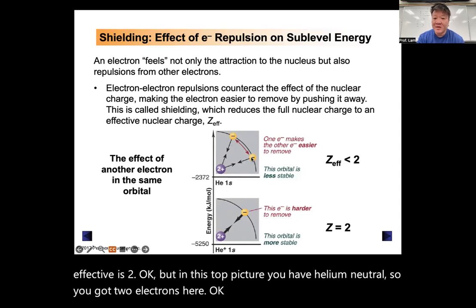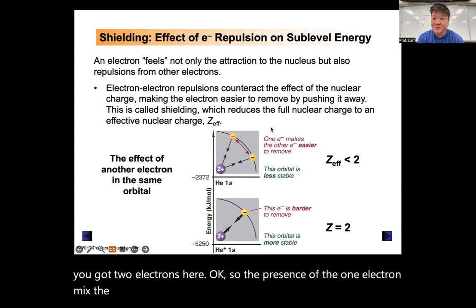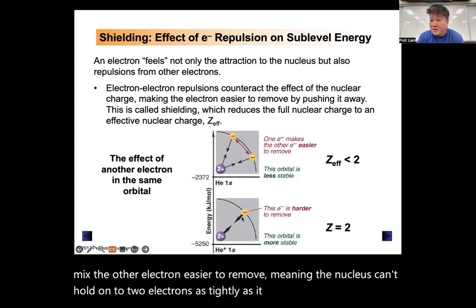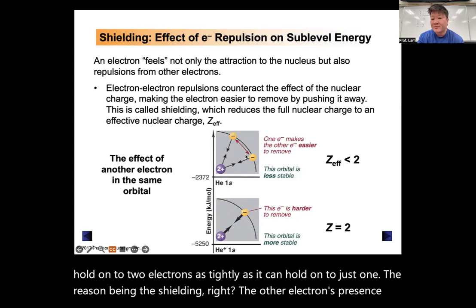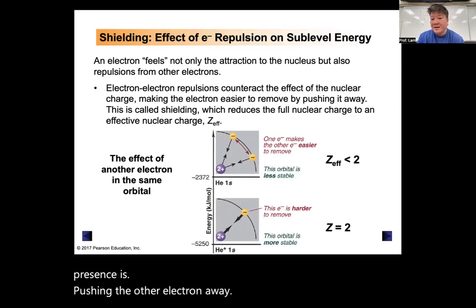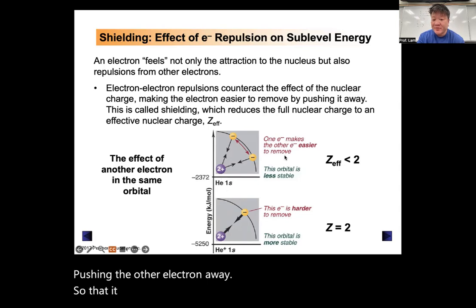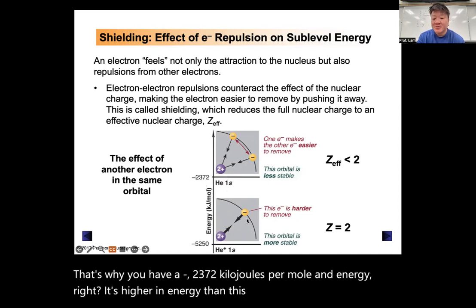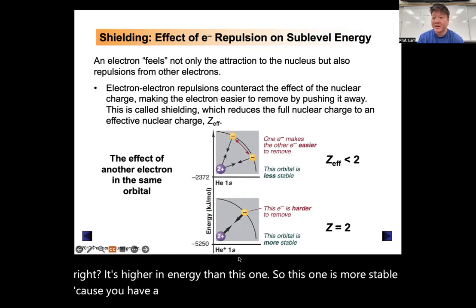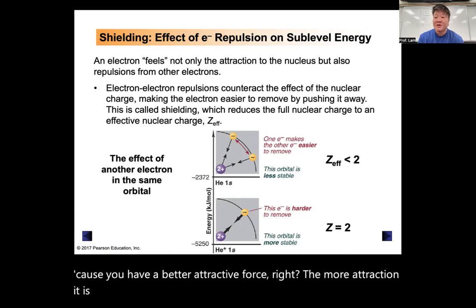So the presence of the 1 electron makes the other electron easier to remove, meaning the nucleus can't hold on to 2 electrons as tightly as it can hold on to just 1. The reason being the shielding, right? The other electron's presence is pushing the other electron away, so that it makes it easier to remove. In the top case, that's why you have a minus 2372 kilojoules per mole in energy, right? It's higher in energy than this one. So this one is more stable because you have a better attractive force, right? The more attraction it is, right? Coulomb's law. The more attraction it is, the more stable and low energy.